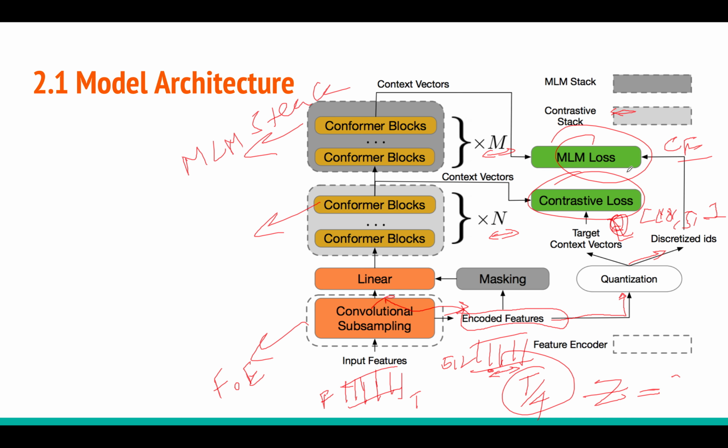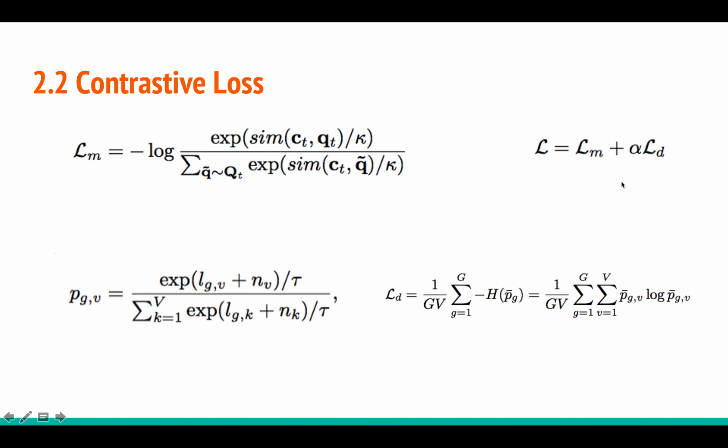Hope you guys understood the architecture. It's very simple. You have the feature encoder, and then you have two stacks. One is called the contrastive stack, the output of which is used to compute the contrastive loss, and you have another stack called the MLM stack, the output of which is used to compute the MLM loss, right? And you combine both the losses by adding them together, and you train the model end to end, right? As simple as that. Now let's understand how contrastive loss is used in this case.